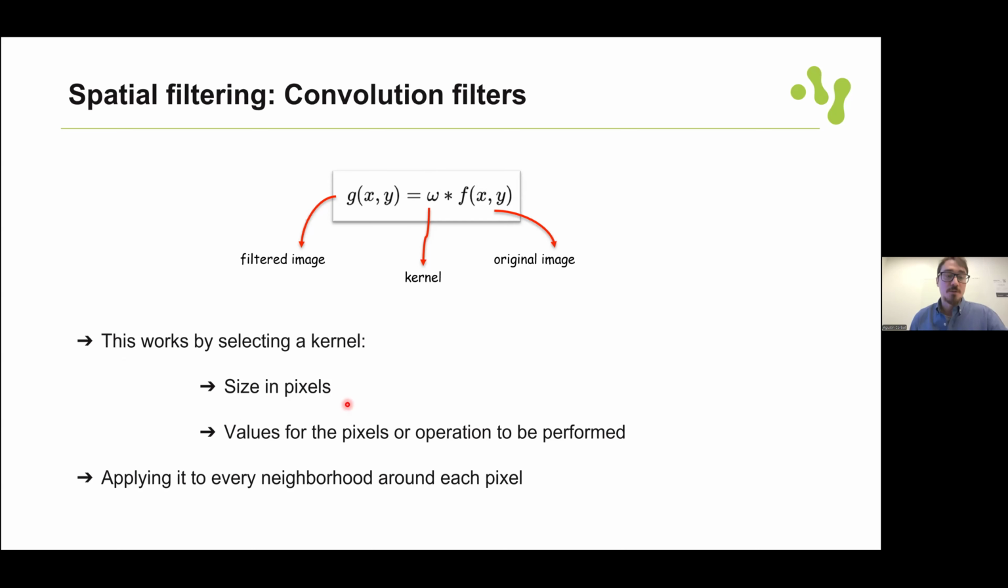The kernels are actually defined by their size in pixels, and then by the values of these kernels, or the operation that is going to be performed. And what we do is slide this kernel through the image, applying this operation to get what is called a filtered image. Let's see an example to make it easier.